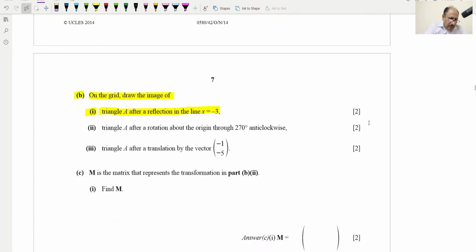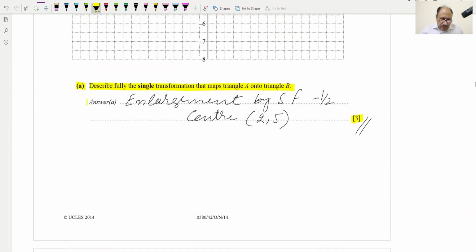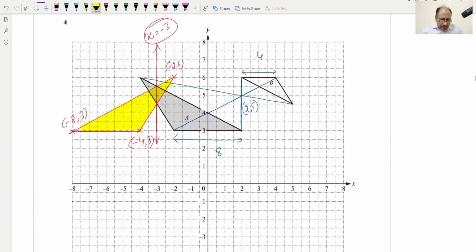Next part says triangle A after rotation about the origin through 270 degree anti-clockwise. So 270 degree anti-clockwise we have to rotate A. This is also a 2 marks question. So triangle A, about the origin we have to rotate. So if we want to rotate about the origin, triangle A, if we draw a line like this one, and 270 will be 90.